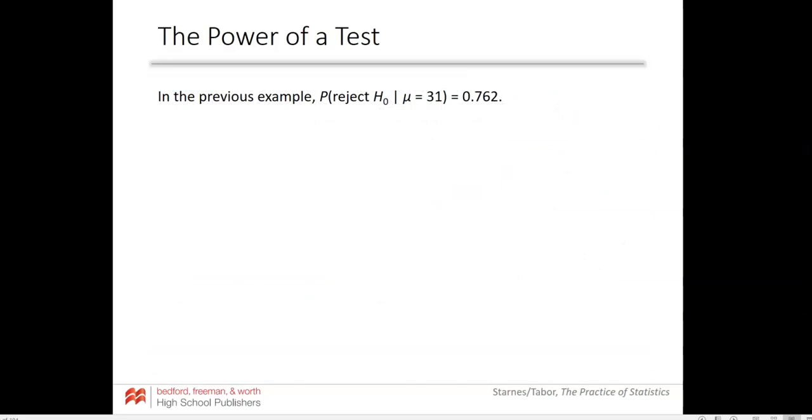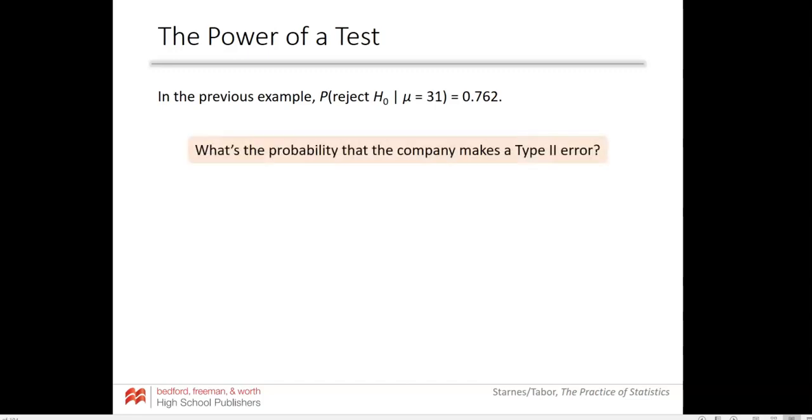So in the previous example, the probability of rejecting the null when the mean is 31 is 76.2%, because again, power is rejecting the null correctly. So what's the probability of making a type 2? If you know power, the nice thing is you kind of know type 2. There's a relationship there. You just do 1 minus power to get type 2.